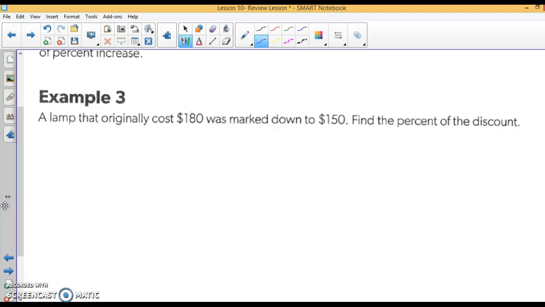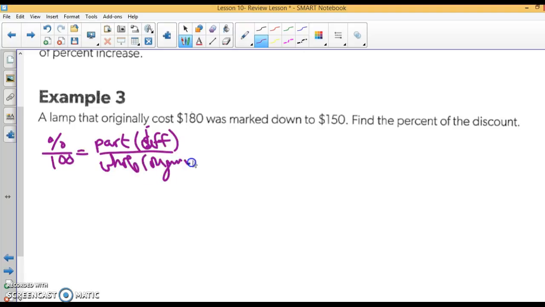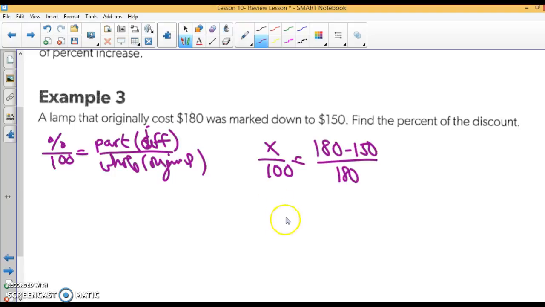And I'm going to do a percent proportion. Remember, percent over 100 equals part, which is the difference, over whole, which is the original. So, we're looking for the percent. So, x over 100 equals, what's the difference? 180 minus 150. And what was the original? 180. So, let's simplify. X over 100 equals 30 over 180.